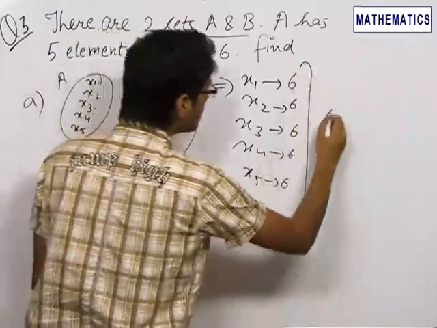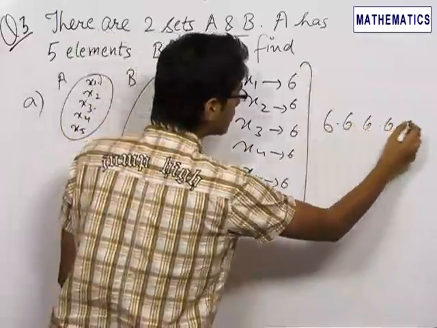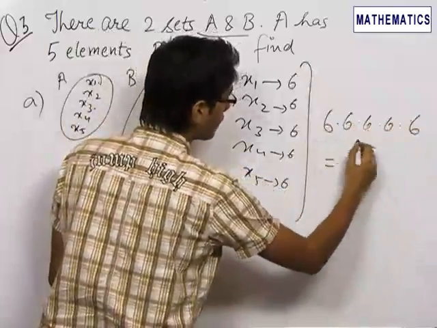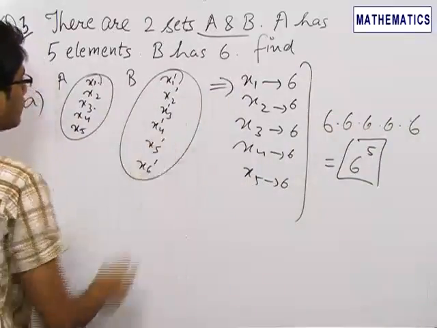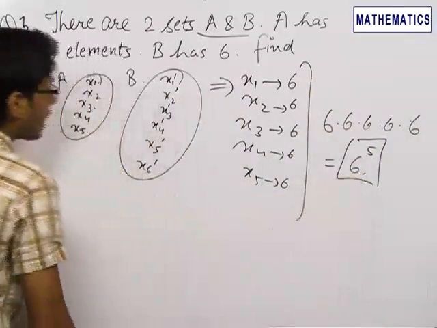So total number of functions is 6 into 6 into 6 into 6 into 6, which is equal to 6 power 5. So the total number of functions from A to B is 6 power 5, and this is the answer for our first part.